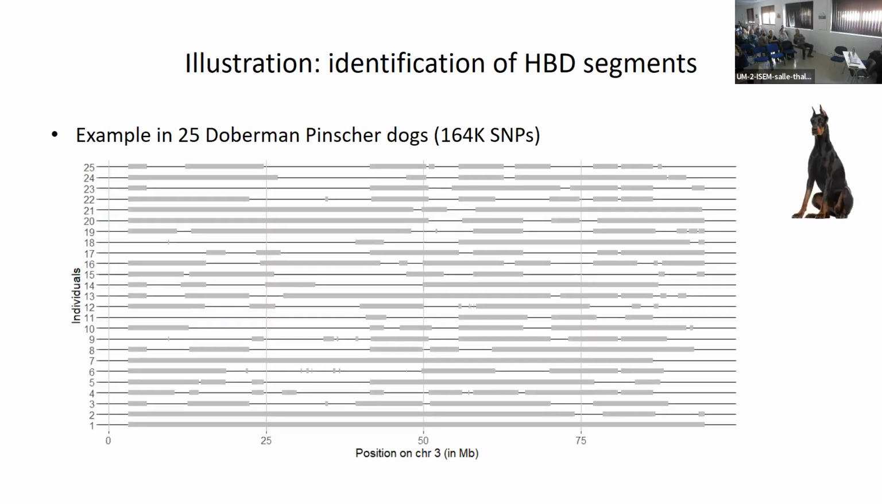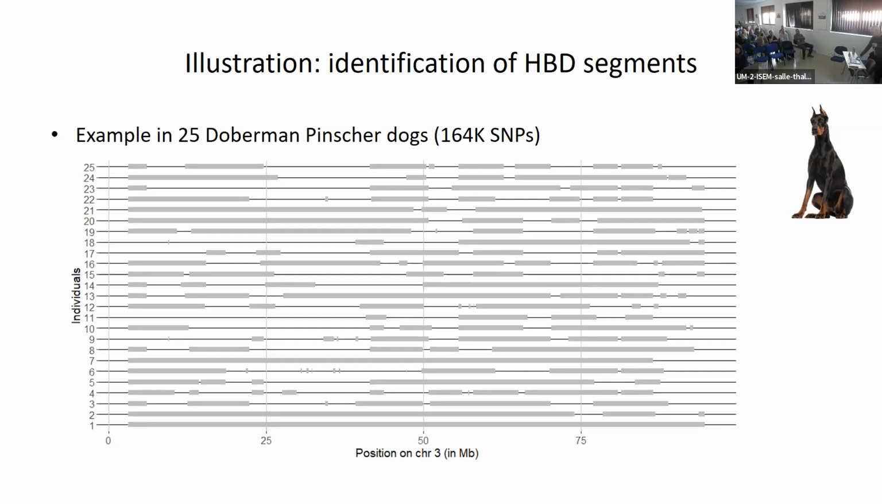So just to illustrate how it would work, if I take an example in dogs, here are 25 dogs, and I take the same representation as for the gorillas. So every line is one individual. We show HBD segments on chromosome 5, and we see that they have many more HBD segments than the gorillas, and an extremely long one, which is the full chromosome 3 here.